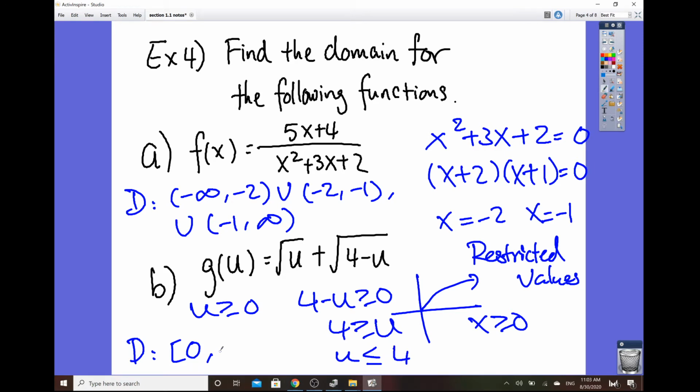So from 0 to 4, and they're both considered brackets because it comes along with the equal sign here. So that means the numbers are also considered part of the domain. Okay, so now let's see what else we have for the rest of this.